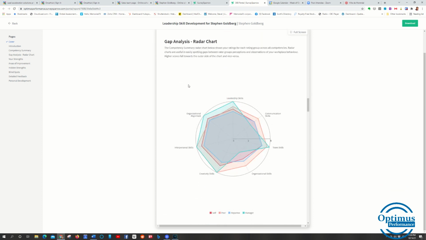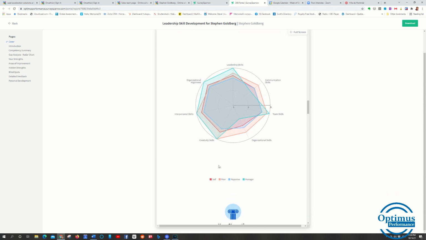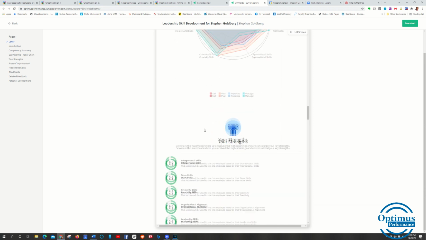It gives you also a gap analysis, what they call a radar chart, so you could see by color how you were scored. The outside line was my manager, who scored me the highest. The reportee was a bit lower. My peer was a bit higher than the reportee, and myself was almost the lowest or in line with my reportee. So I didn't overrate myself.